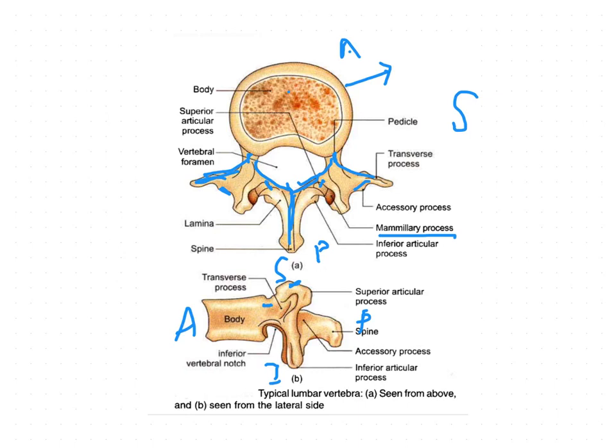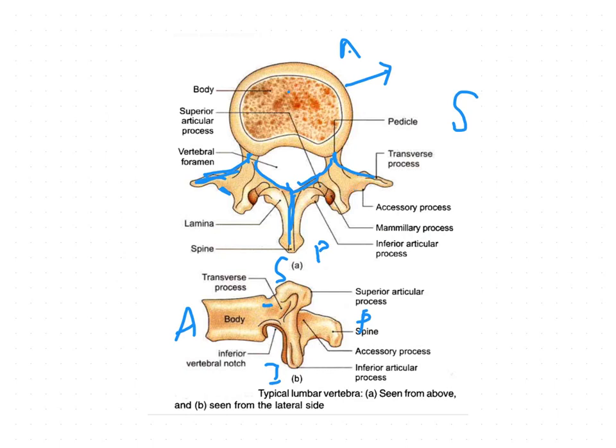From the lateral aspect, you can see the inferior articular processes here, and also the inferior vertebral notch. Above this is the superior vertebral notch. These notches of adjacent vertebrae unite to form the intervertebral foramens. So these are the parts of the lumbar vertebrae.